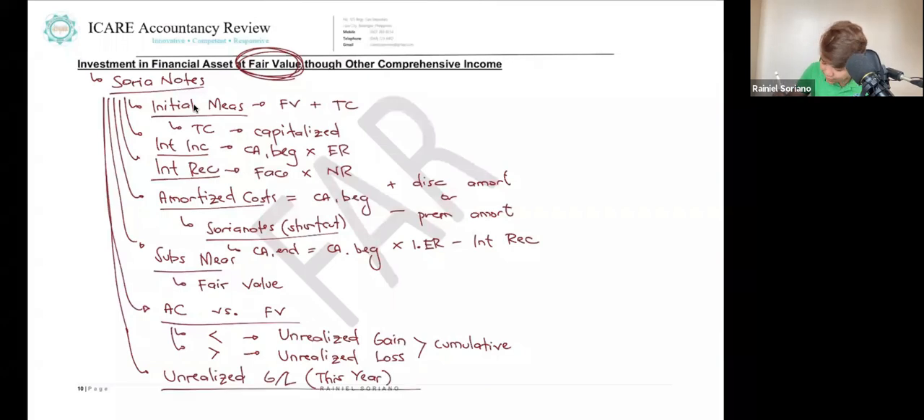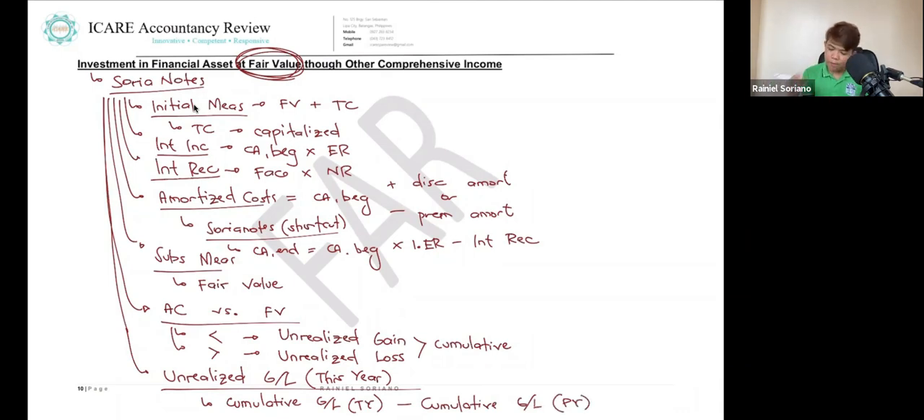If you want to compute the unrealized gain or loss this year, all you have to do is deduct from the cumulative gain or loss this year the cumulative gain or loss recognized in the prior years. Once again, deduct the prior year's cumulative gain or loss from this year's cumulative to know the amount for the current year. Because if cumulative this year is 100 and last year's cumulative is 75, expect that only 25 will be added this year. Then, these cumulative gain or loss, what does the title say?